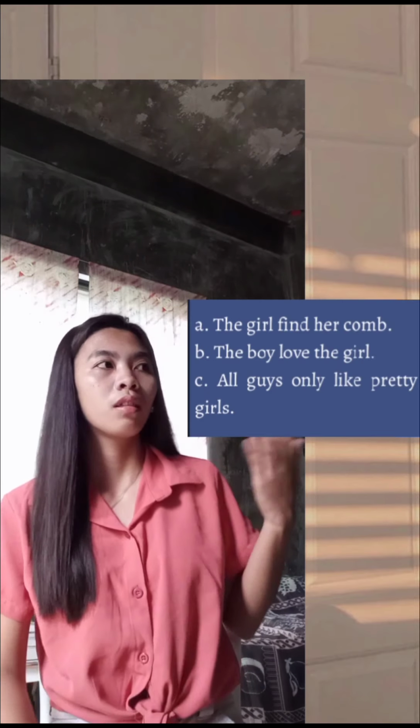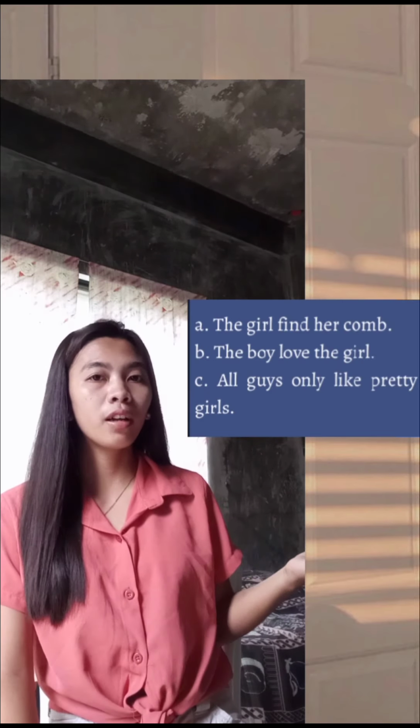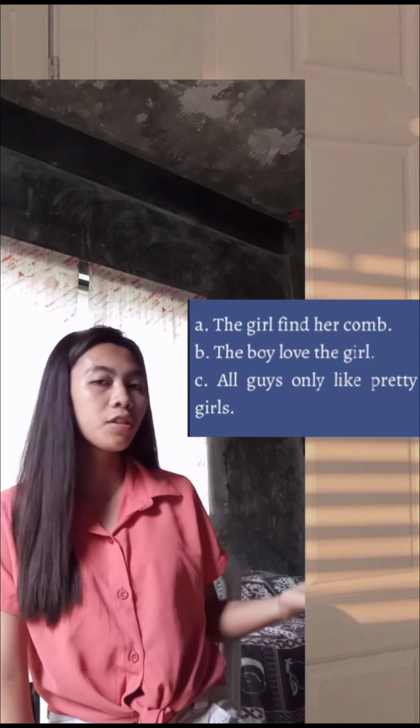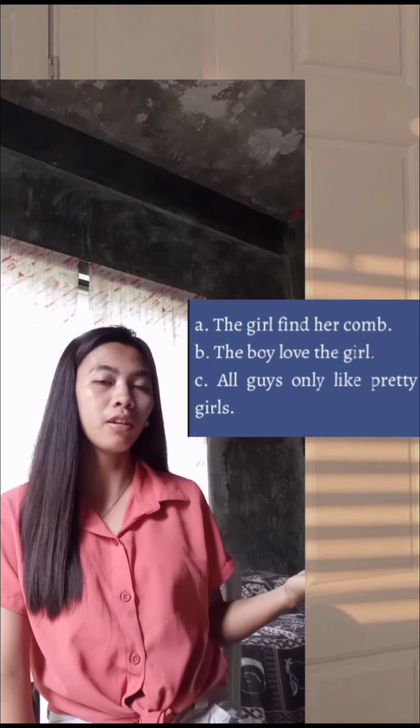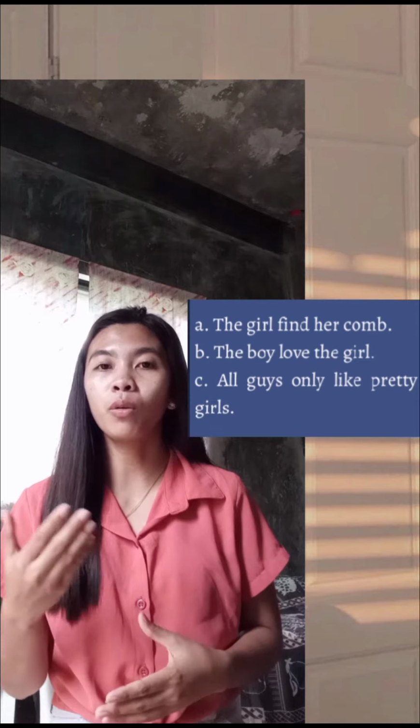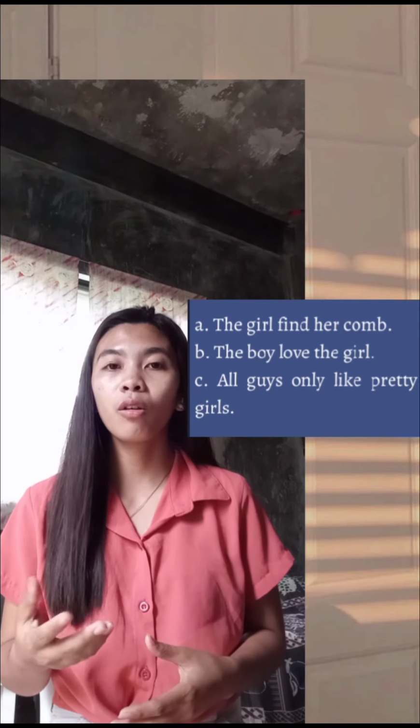Go to the syntactic criteria. Syntactic criteria for word classes are based on what words a given word occurs with and the types of phrase in which a given word occurs. For example, letter A, the girl found her comb. Letter B, the boy loved the girl. And letter C, all guys only like pretty girls. You will notice that the girl, a noun phrase, can occur anywhere by adding or changing the article.